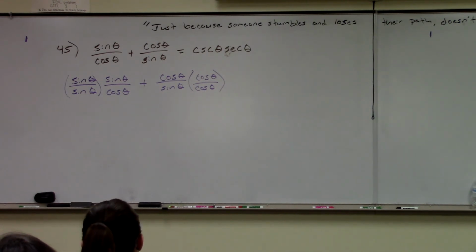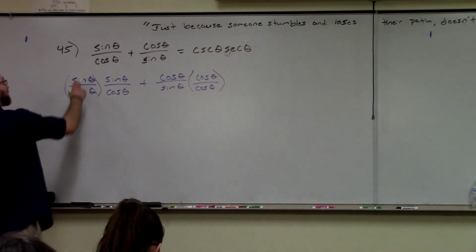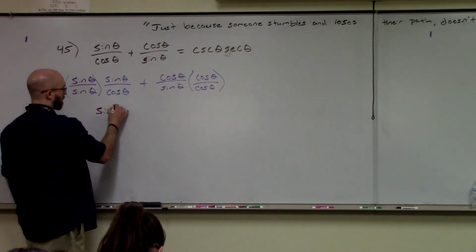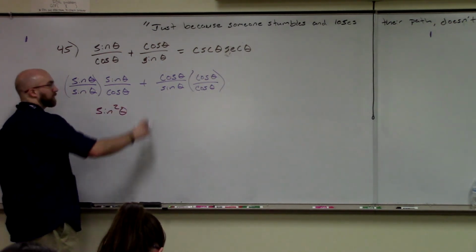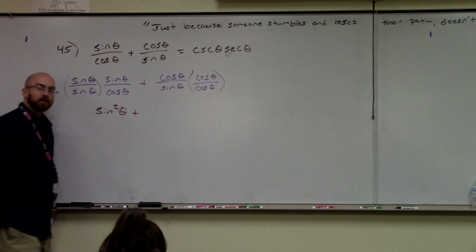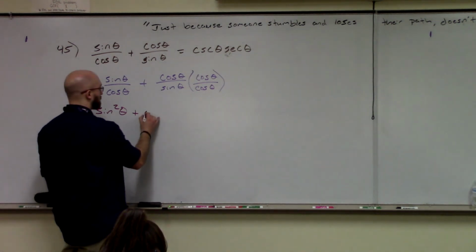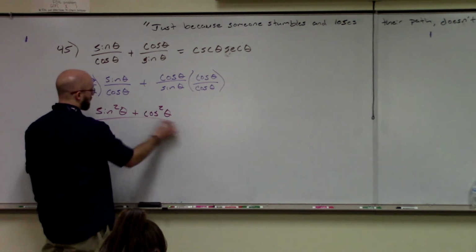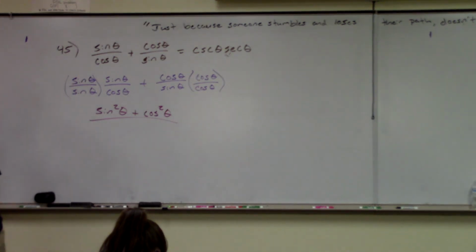Can we do the next step? So I just multiply them across, right? Yeah. So sine times sine is going to be what? Sine squared theta, plus what? Cosine squared theta. Now, what are they all being divided by? Sine theta, cosine theta.